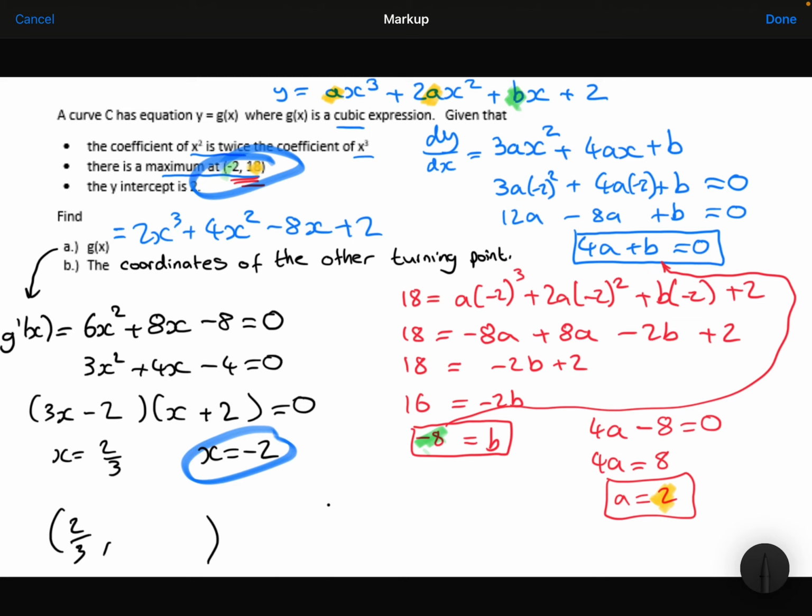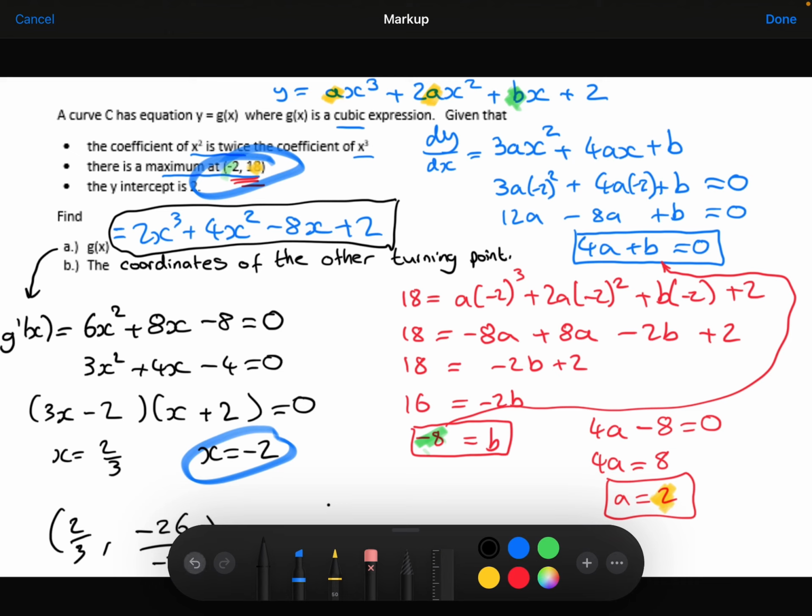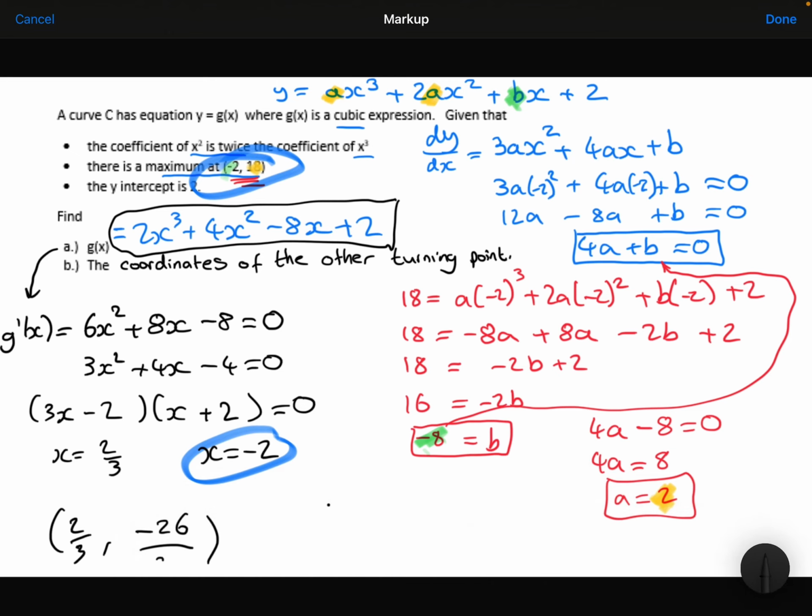I know the x-coordinate is 2/3. To work out the y-coordinate, substitute 2/3 into the function. And if we do that carefully, 2 times 2/3 cubed plus 4 times 2/3 squared minus 8 times 2/3 plus 2 is, as a fraction, minus 26 over 27. And that is the coordinates of the other turning point.